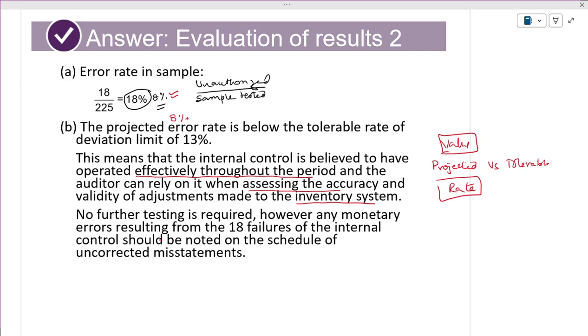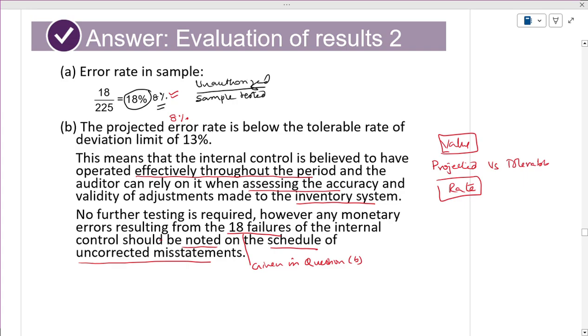However, there are many monetary results resulting from the 18 failures. This is given in the question. Okay, this is not the percentage. This is given in question B. No further testing is required. However, any monetary results of 18 failures of internal control should be noted on the schedule of the uncorrected statements.